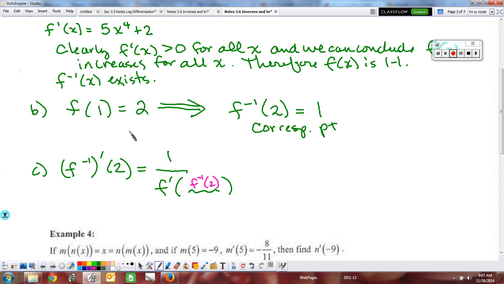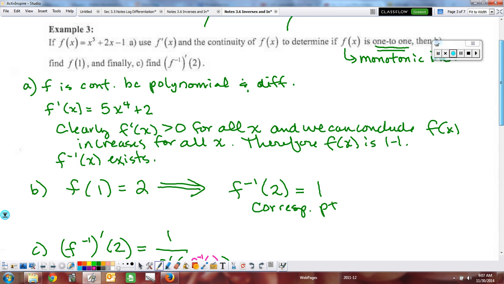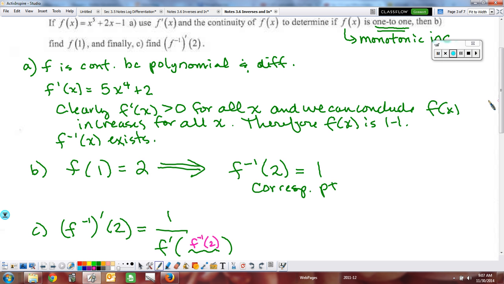Okay? There are times when they do these problems, you might be going, well, how am I supposed to find f inverse of 2 if I don't have the inverse? A lot of these are going to be a guess and check thing. Basically, I need to know when f of x equals 2. I need to know when 2 is the output of f of x, and I need to solve for x.